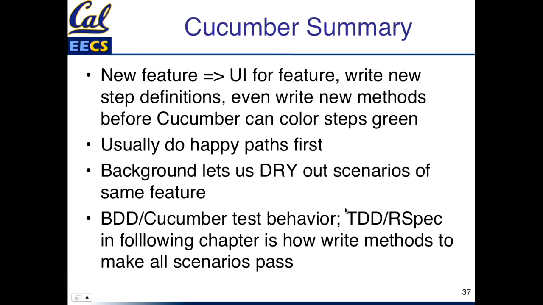So summarizing Cucumber, it's this amazing thing. I just can't believe it. When we go around and give talks about this, I was just at the University of Washington last week, I think of it as a magic trick. I show them the 3x5 cards and they turn into acceptance tests. It brings all these things together. It colors steps green. Like I said, usually you do the happy path first, and we do this iteratively with BDD and TDD, as you'll see. And it lets us DRY out these scenarios with the Background.